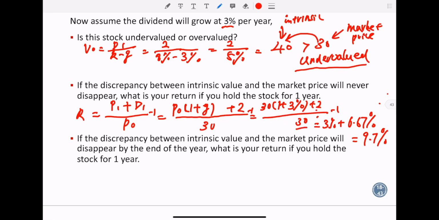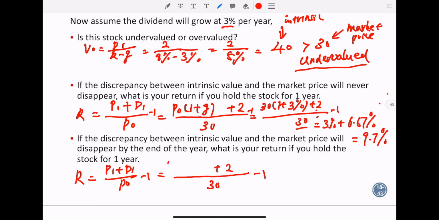Okay, now let's see the last question. If the discrepancy between the intrinsic value and the market price will disappear by the end of the year, what is your return? Right? Now you can see that the formula is essentially the same. You will pay 30, and you will also get 2. Now, how do you get P1?